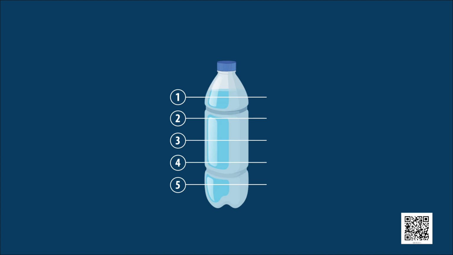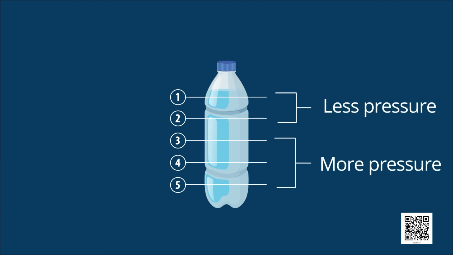So, what do we understand from this? It is clear that the lower layer has more pressure than the upper layers. The uppermost layer will have the least pressure and the lowermost layer will have maximum pressure.